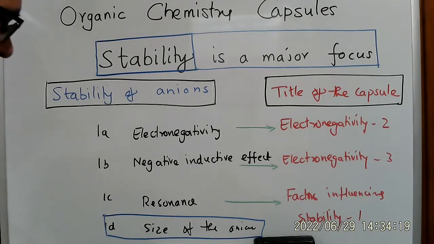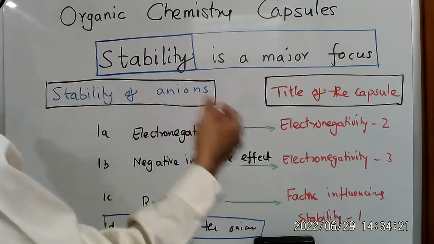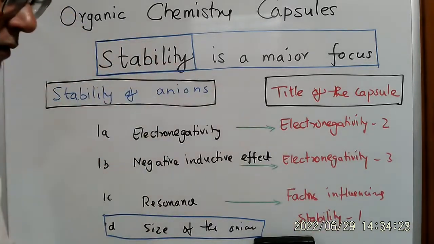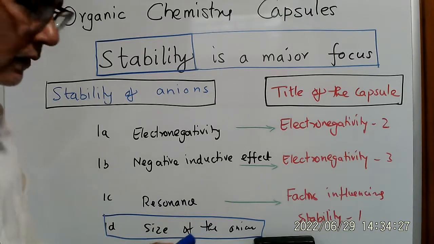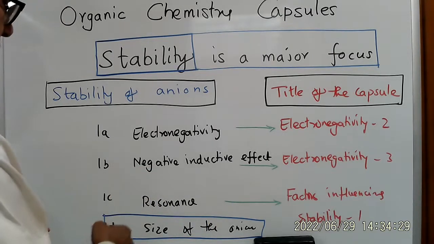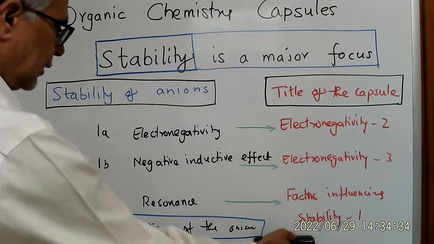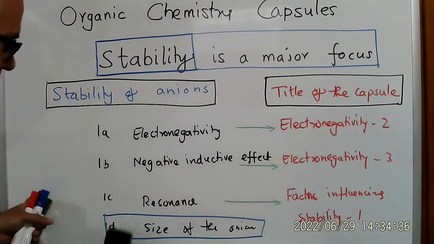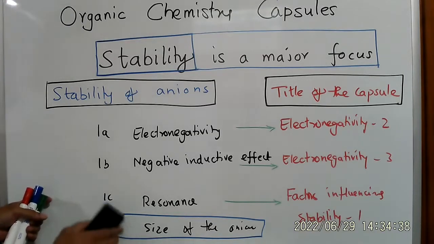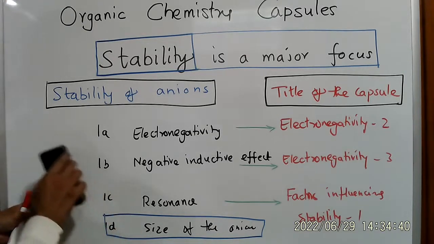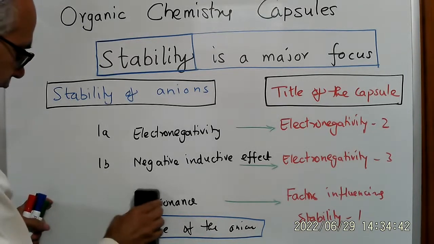So we need to pick the right tool out of our bag to explain different things. Now in this one, we focus on the size of the anion. So with that, let's go into the current discussion. How does size stabilize the anions?